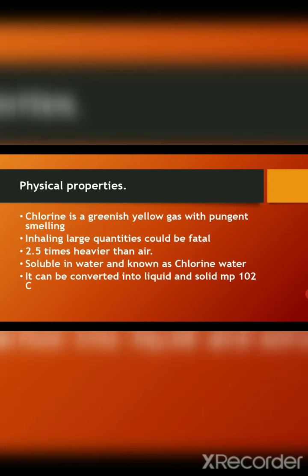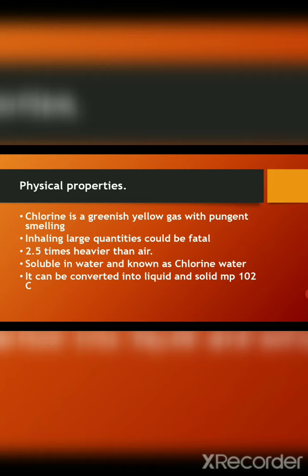The next is physical properties of chlorine. Chlorine is a greenish yellow gas with a pungent, that is irritating, smell. Inhaling large quantities of chlorine could be fatal, that is, it leads to death also. It is heavier than air. How much heavier? It is 2.5 times heavier than air.